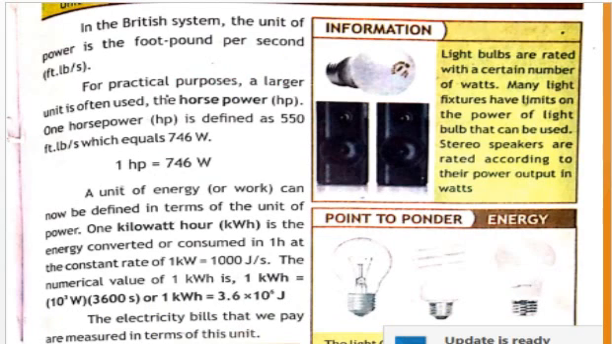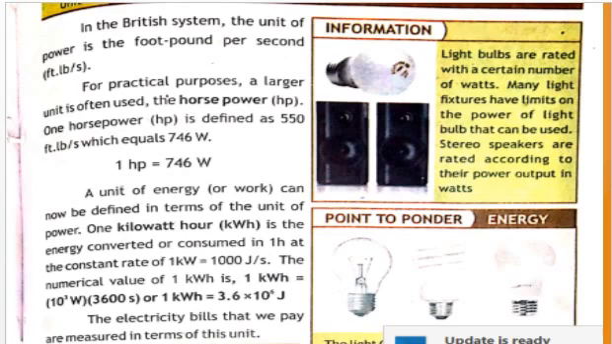In the British system, the unit of power is the foot-pound per second, foot dot lb per second. For practical purposes, a larger unit is often used, the horsepower, which equals 746 watt. 1 HP equals 746 watt.